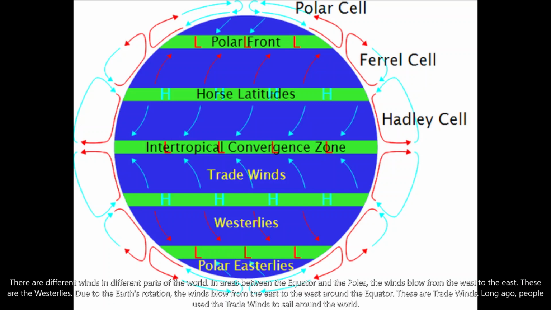In areas between the equator and the poles, the winds blow from the west to the east. These are the westerlies. Due to the earth's rotation, the winds blow from the east to the west around the equator. These are trade winds. Long ago, people used the trade winds to sail around the world.